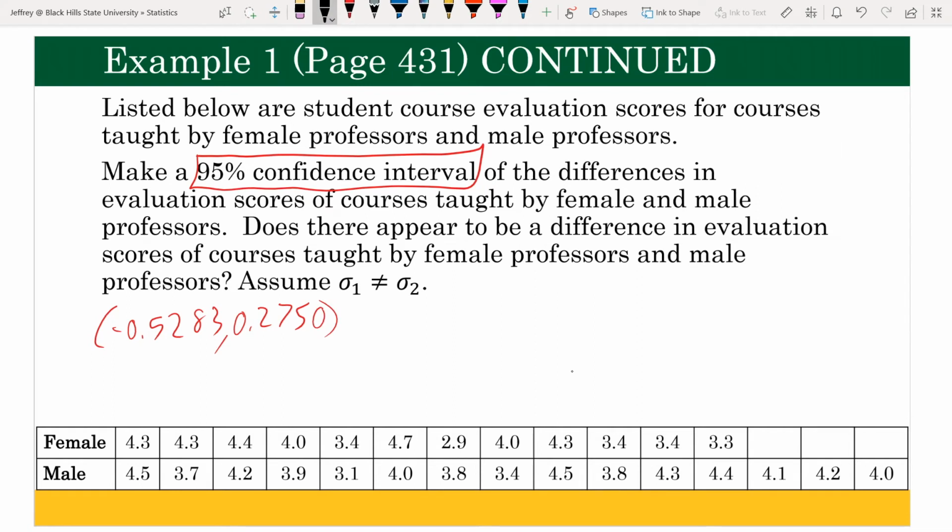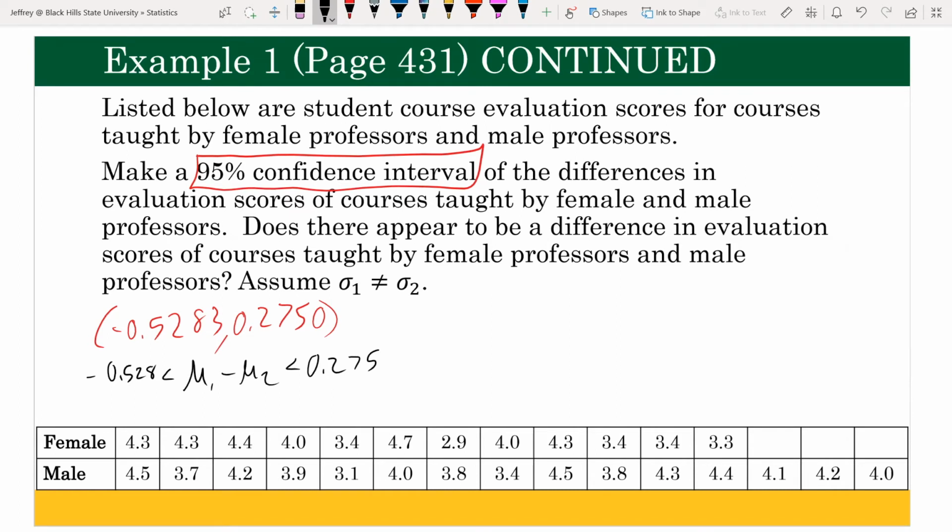So this confidence interval is basically telling us that the mean difference between mu1 and mu2 is somewhere between negative 0.528 and 0.275. Now, because you might be used to doing the proportions from the previous section, these are in fact not proportions. These are evaluation scores, which I'm guessing are somewhere between 0 and 5, 0 being poor to 5 being excellent. So the differences we're saying are somewhere between negative 0.528 points and 0.275 points.